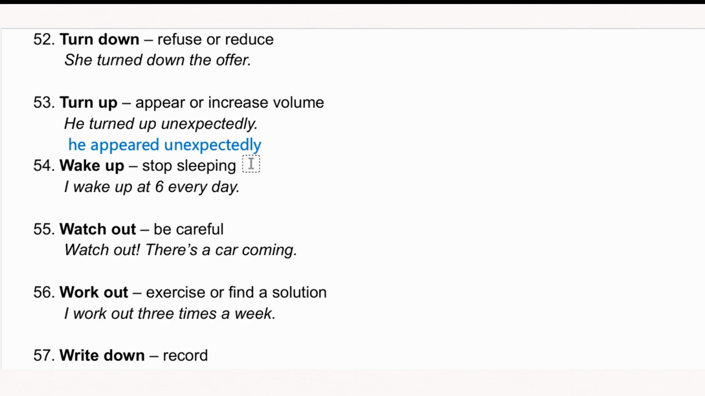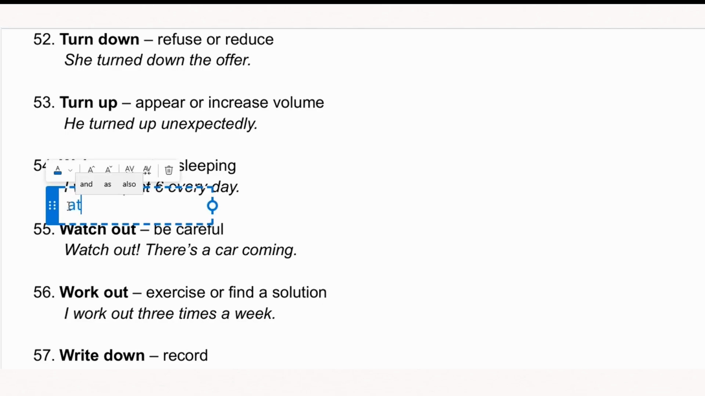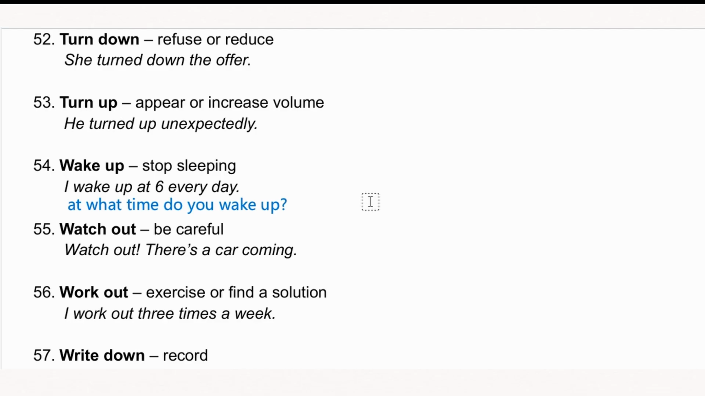We also have 44, wake up. To wake up, this is to stop sleeping. Wake up means stop sleeping. I wake up at 6 every day. Let me ask you a question. At what time do you wake up? You give me the answer. At what time do you wake up? Means at what time do you stop sleeping? I wake up at 6 every day.